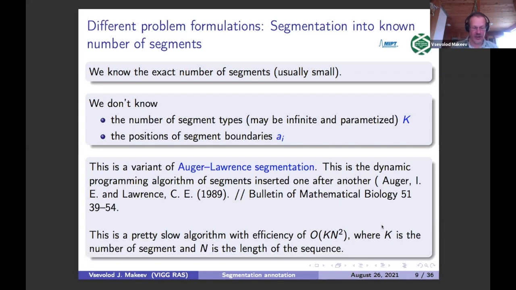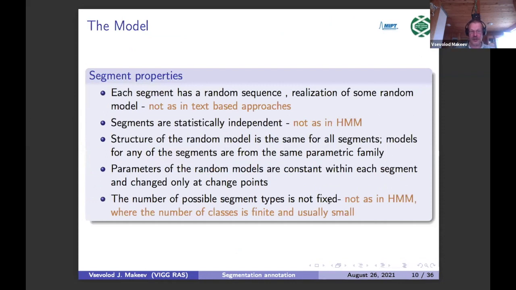You're using another approach, which is called change point segmentation, dynamic programming change point segmentation. This is the model I'm going to discuss in this presentation. So each segment has a random sequence again. So it's not as in the approaches where you count something. You consider random models. Segments are statistically independent. It's kind of a restriction because, for instance, in a hidden Markov model, you can easily introduce statistical dependence of segments. That's why it's a Markov model. You can consider them as a Markov chain.